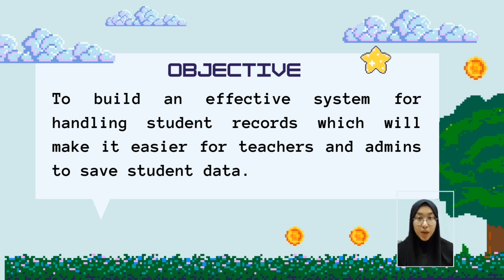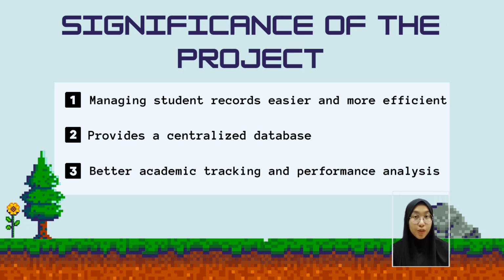Next, I would like to talk about the objective of the project. The objective of this project is to build an effective system for handling student records, which will make it easier for teachers and admins to save student data. It will also help in reports and analytics since it will be easier for teachers to analyze student performance and attendance data. Okay, we move to the next part, which is the significance of the project.